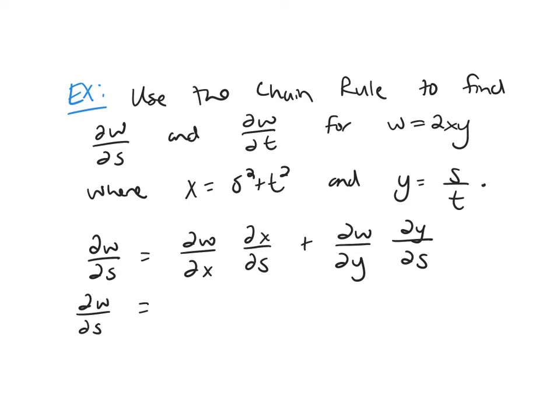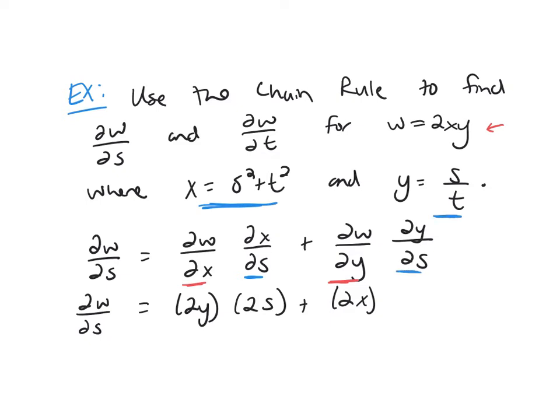The partial derivative of w with respect to x. Go up here to w. The derivative with respect to x would be 2y. Now look at your x equation. Take the derivative with respect to s, and it'll be 2s. Okay, take the derivative of w with respect to y. That'll be 2x. And then take the derivative of y with respect to s. It would be 1 over t.